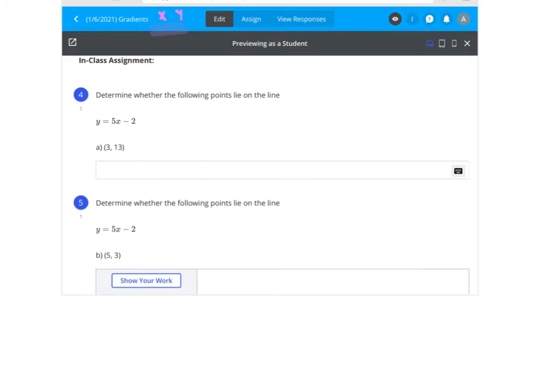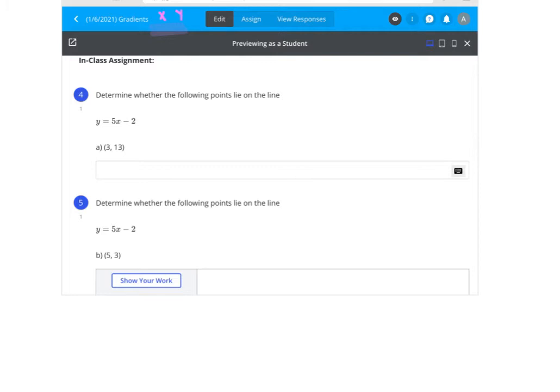Then, of course, we're given the equation y is equal to 5x minus 2. As the definition of functions that I'm going to emphasize later on, x is going to be your input and y is going to be your output. So that means that 13 should equal 5 times, and then the x is 3, so times 3 minus 2. The left side needs to equal the right side in order for that point to be on the line.